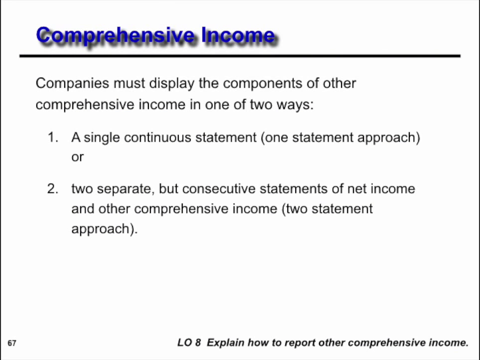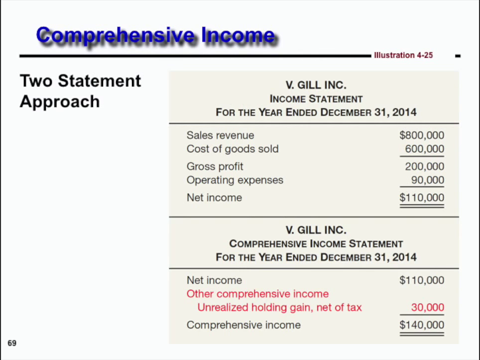So you know that the companies must display the components of other comprehensive income in one of the two ways. Number one is a single continuous statement, the one-statement approach, or two separate but consecutive statements of net income and other comprehensive income. That is the two-statement approach. Here you see the two-statement approach. You see that the comprehensive income statement is given on the bottom of the regular income statement.